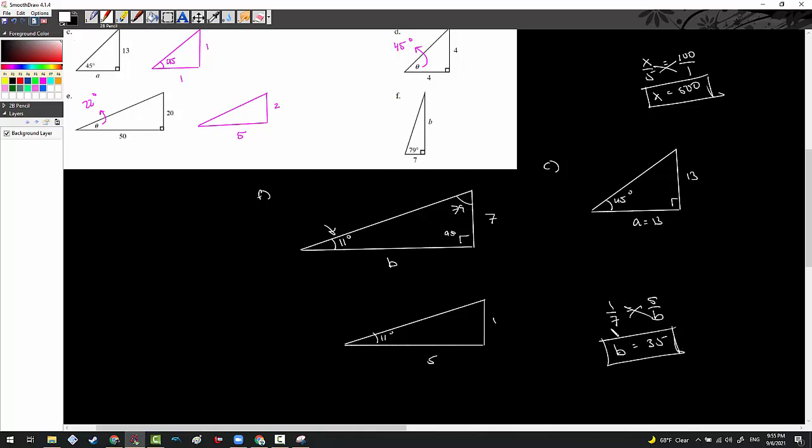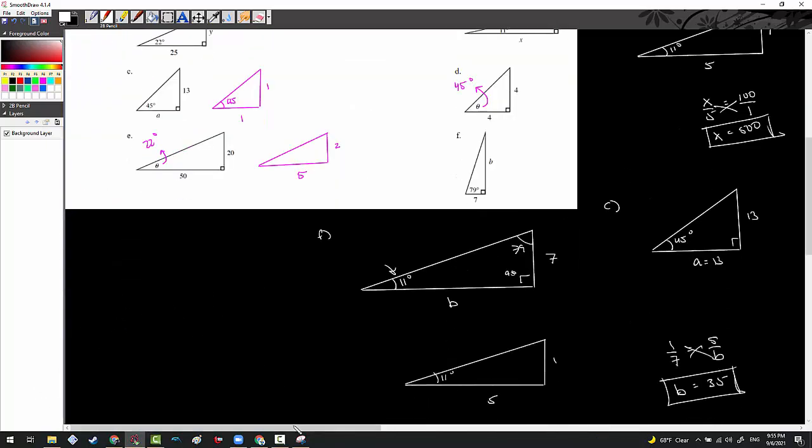So the hardest part about F was flipping the triangle down and recognizing the 11 degrees, even though it wasn't explicitly given. Hopefully that makes enough sense. Let's move on to the next problem, and I'll be back in a flash.